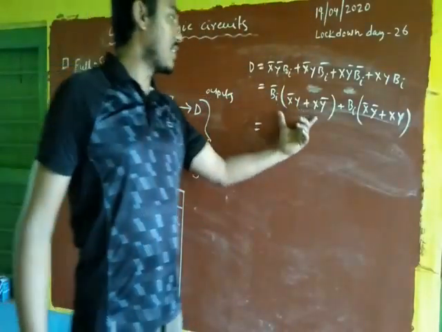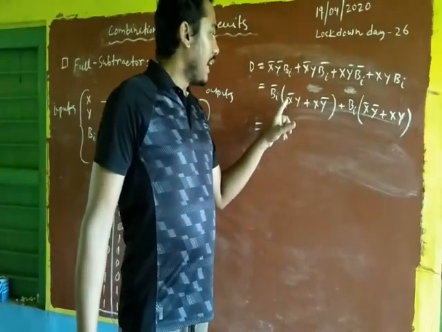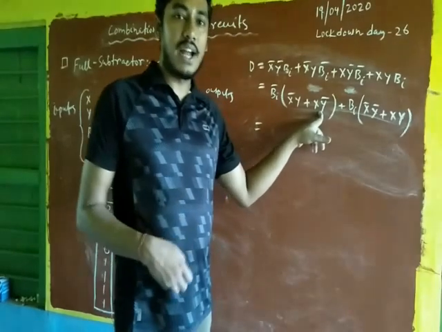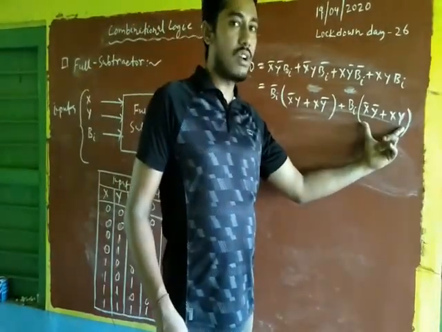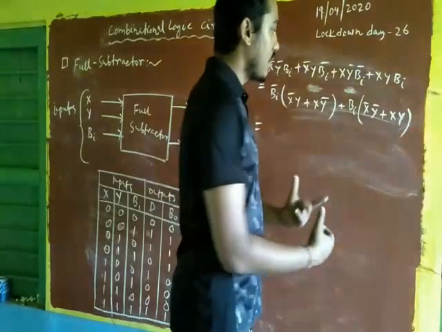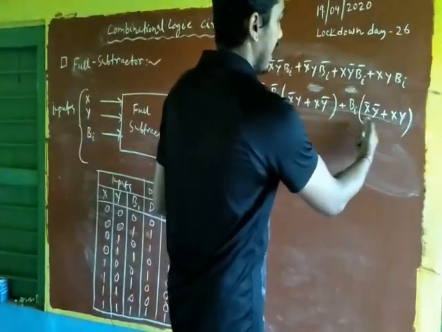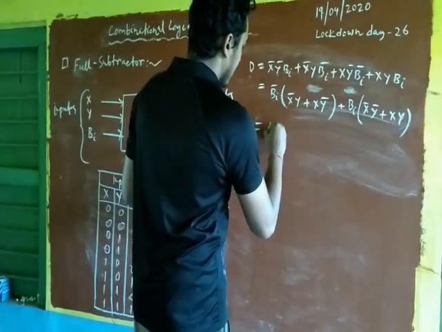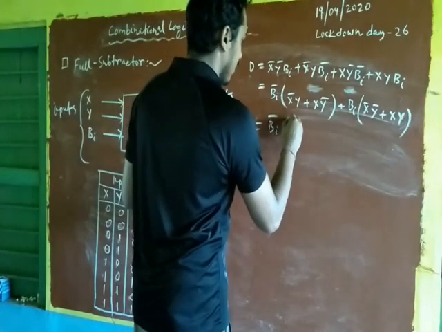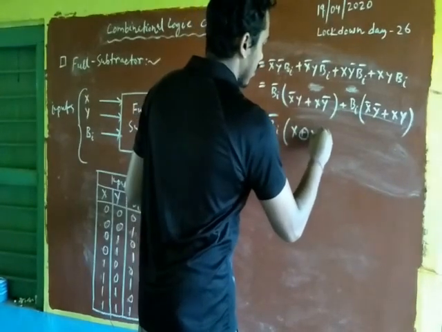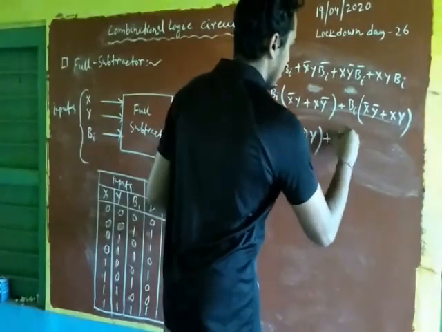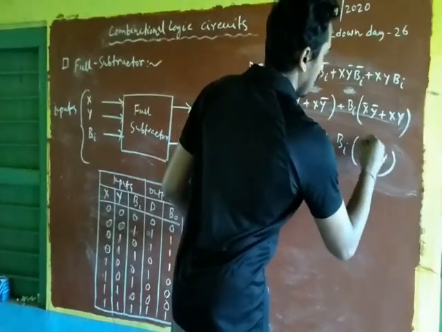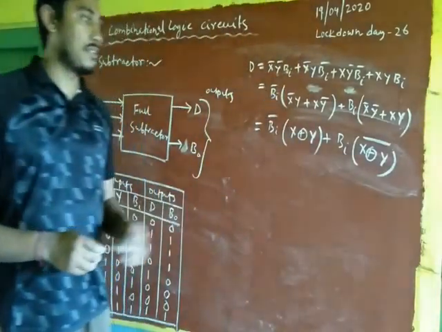Now we check this expression and that expression, x bar y plus x y bar. Obviously that is the XOR of x and y, and this one is the XNOR of x and y, because we know the XNOR expression is x y plus x bar y bar. So here we can write bi bar, x XOR y, and here also bi, x XNOR y.